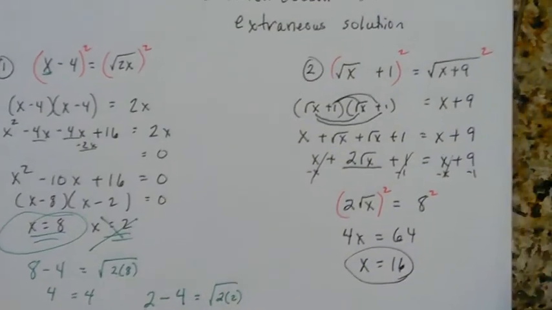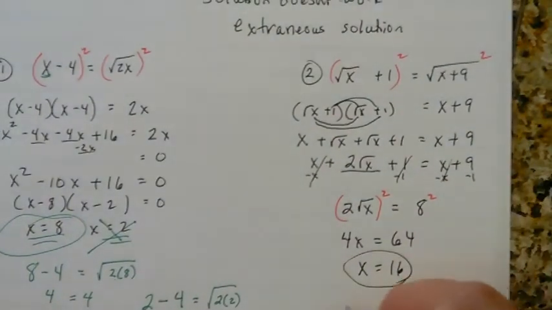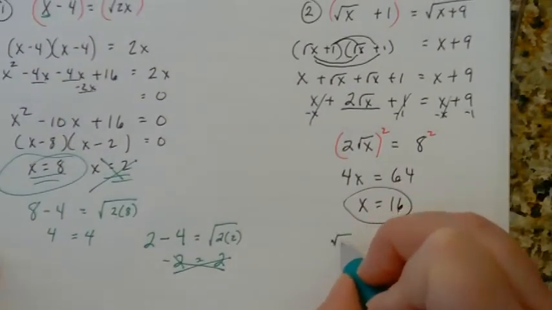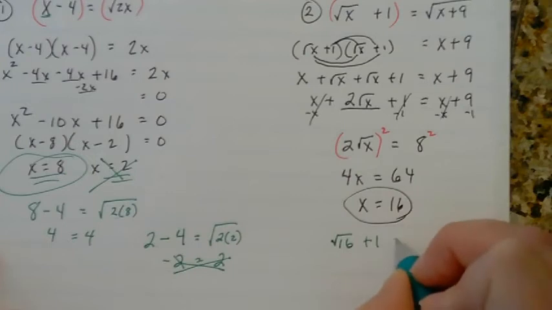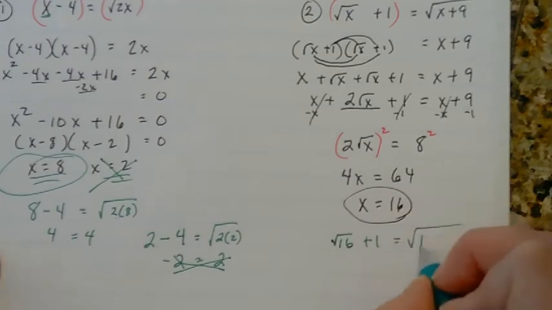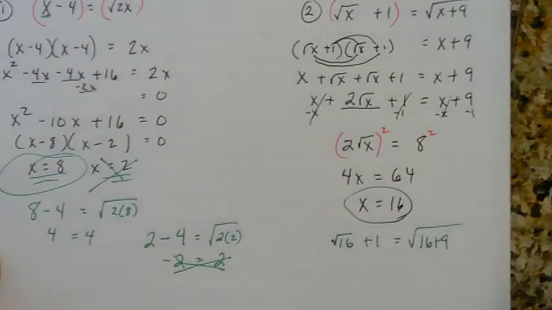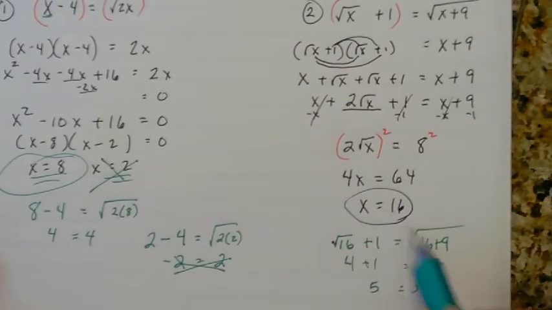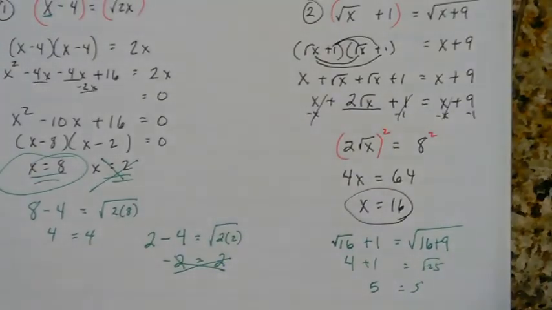Let's go check that and see if it works. So I'm going to have, on the left side, the square root of 16 add 1, and I want to see if that's the same as the square root of 16 plus 9. The square root of 16 is 4, add 1 is 5. 16 plus 9 is 25, square root of 25 is 5, so 16 is a good solution. In this particular case, we didn't have any extraneous solutions. We only had one solution, and it was actually a good solution.